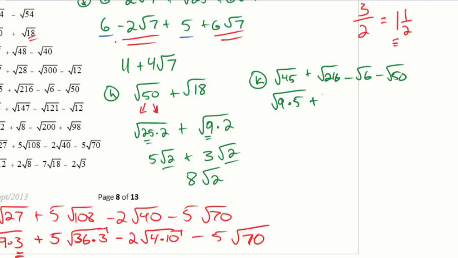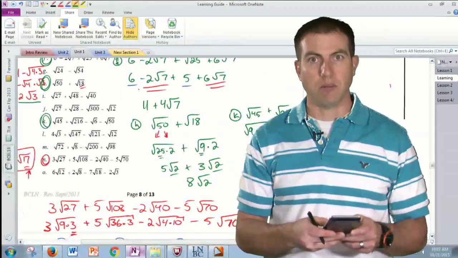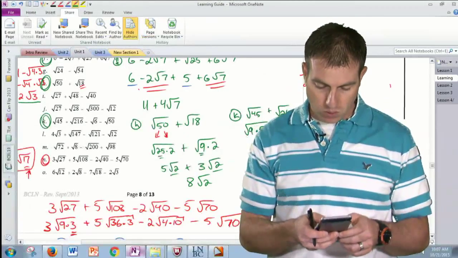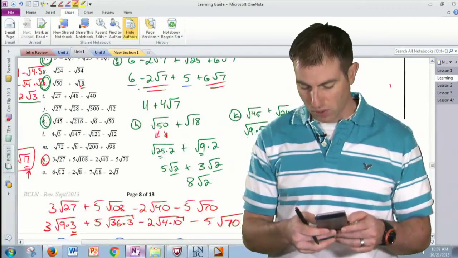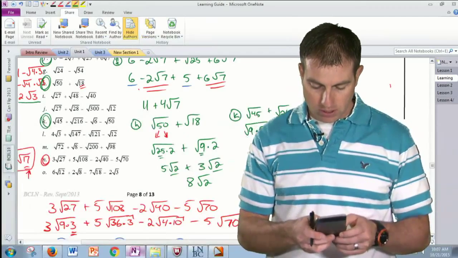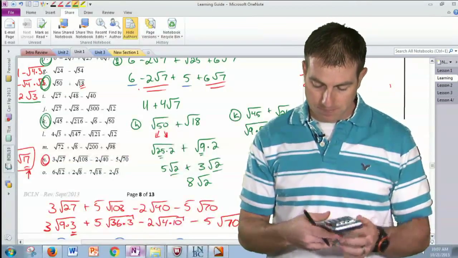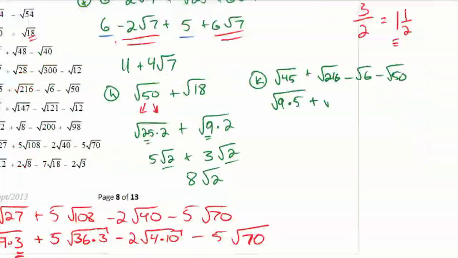216, I don't have anything that comes to mind right away, so I'm going to take my calculator. I'm going to go 216 divided by, let's go divided by 9. So 9 and 24, there's going to be a bigger one. 216 divided by 36, 36 and 6. So 216 breaks down to 36 and 6. Why did I know that 6? I saw it here, so I had a feeling I'd probably use that one again. Minus root 6, minus root 50.